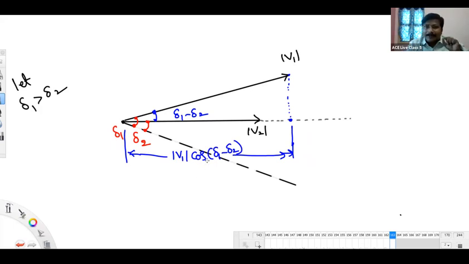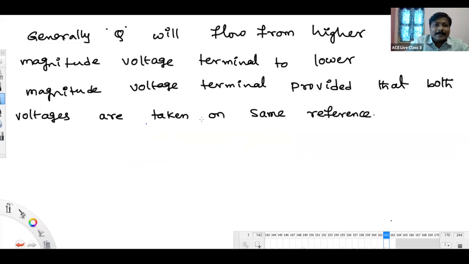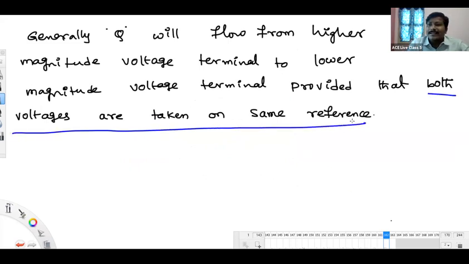Are we comparing this V1 cos of delta 1 minus delta 2 with V2, to check whether bus 2 is delivering reactive power or absorbing reactive power? Yes or no? Only these two values we are comparing. So that's the meaning of both voltages being taken on the same reference.